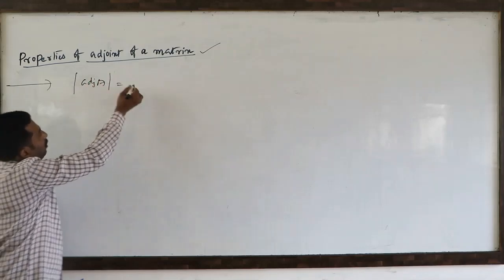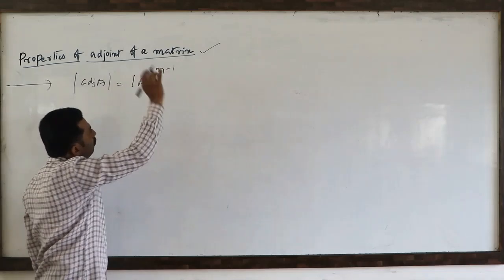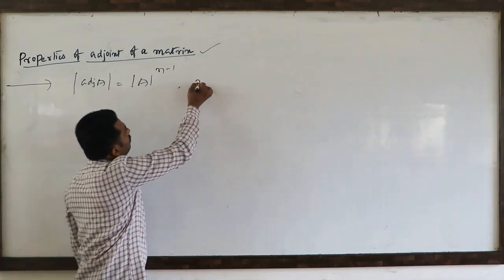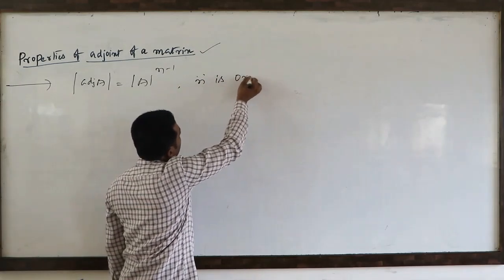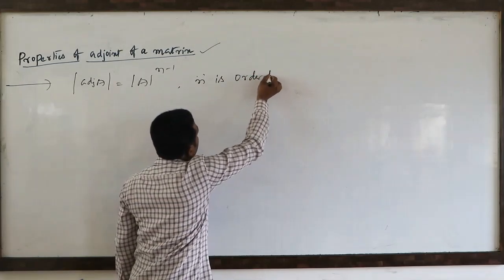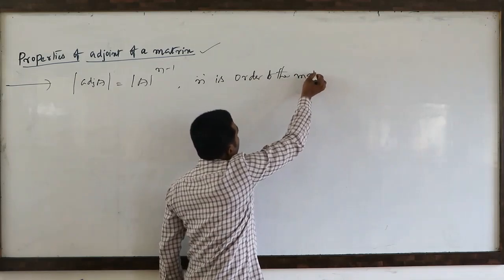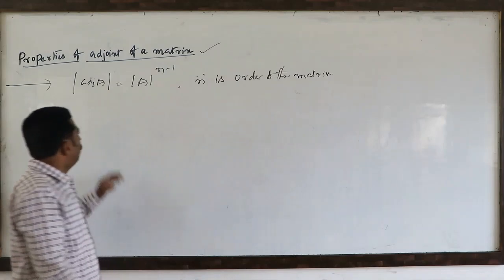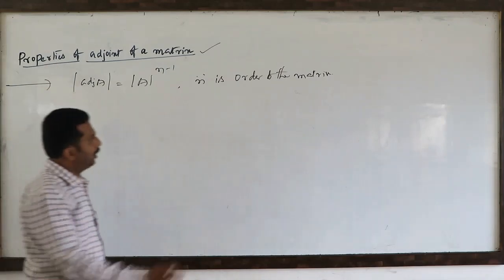The determinant of the adjoint of A equals det A whole power n minus 1, where n is the order of the matrix A.